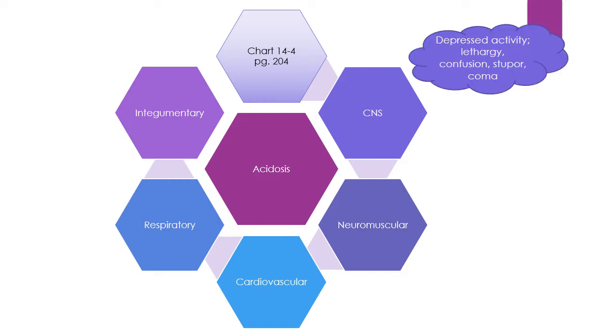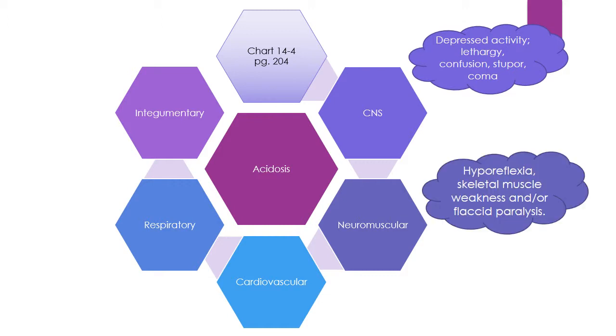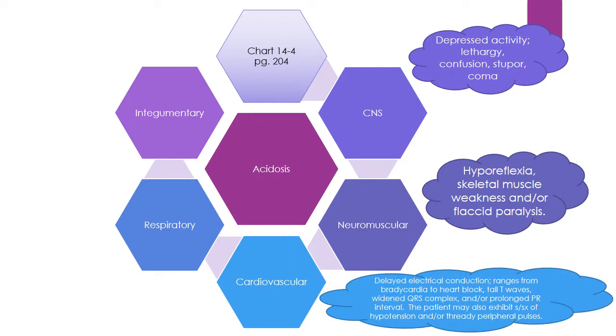In the central nervous system, the patient will exhibit depressed activity such as lethargy, confusion, stupor, and/or coma. In the neuromuscular system, the patient may exhibit hyporeflexia, skeletal muscle weakness, and/or flaccid paralysis. In the cardiovascular system, the patient may exhibit delayed electrical conduction ranging from bradycardia to heart block. You have tall T waves, widened QRS complexes, and/or prolonged PR intervals.